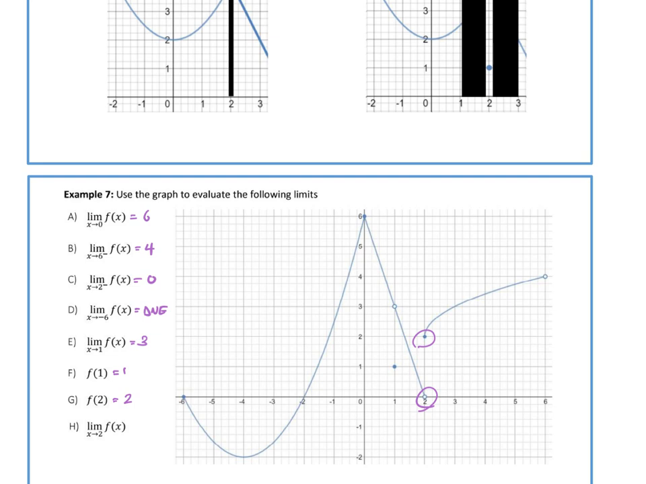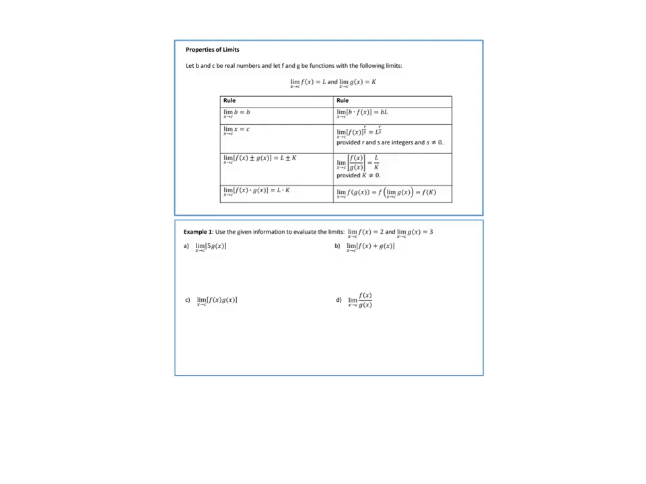Again, as you should be able to tell just by looking at the graph, as I approach 2 from the left, it's this graph here, which is going to 0. 2 from the right is this graph here. It's going to 2. Okay? So they have to be in agreement. Left and right have to be in agreement.